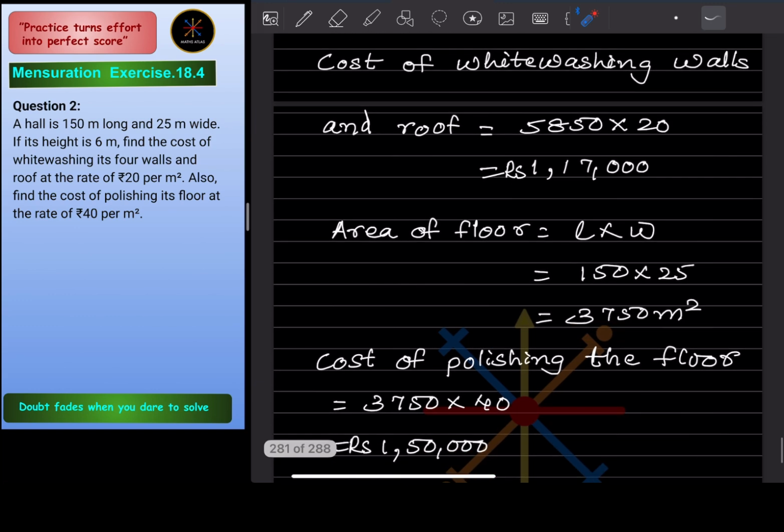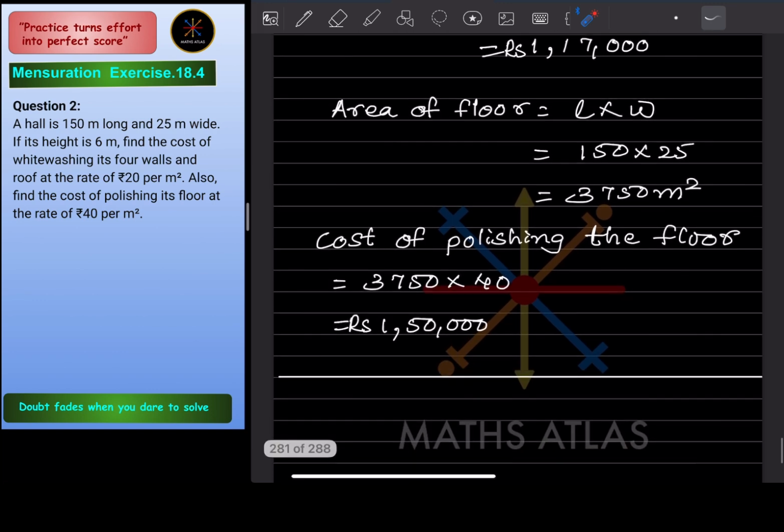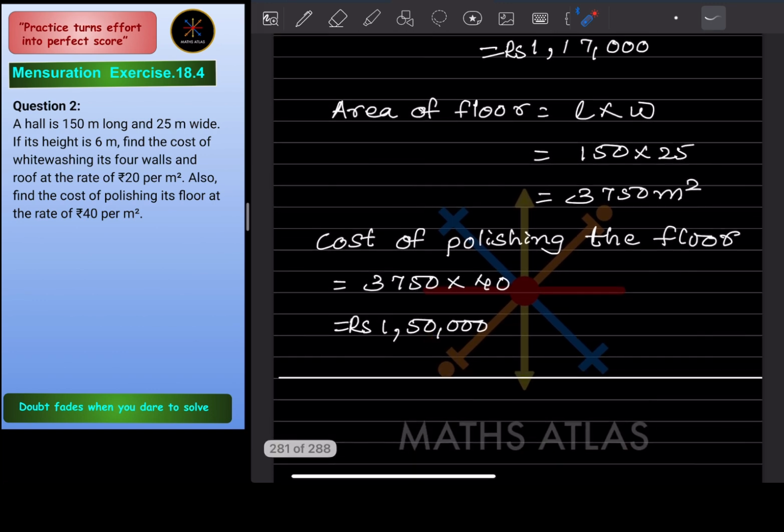So the cost of polishing the floor will be this area into the rate. This area is 3750 and the rate is given as 40 per meter square, multiplied by 40, which will be 1,50,000.